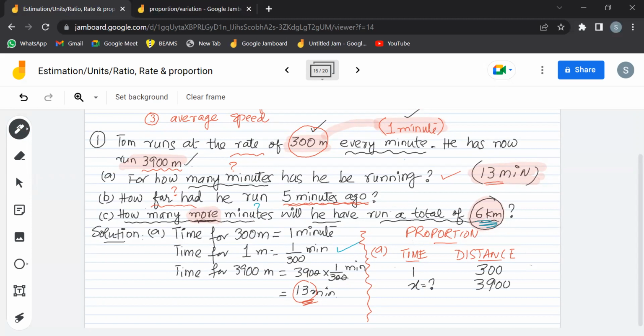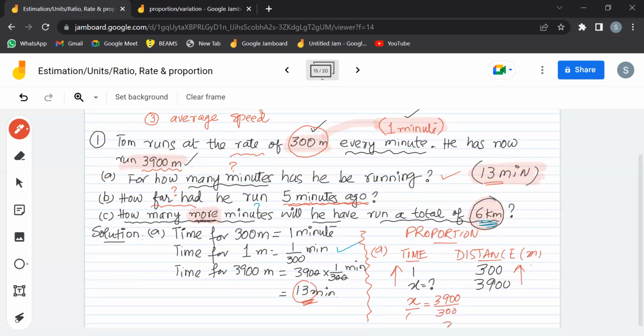3,900. Again, draw the arrows. So this arrow is here. For 300 meters, we need 1 minute. This is in meters, this is in minutes. So for 3,900 meters, we need more time. By increasing one thing, the other is also increasing. So this is the case of direct proportion. So I can write x over 1 is equal to 3,900 over 300.